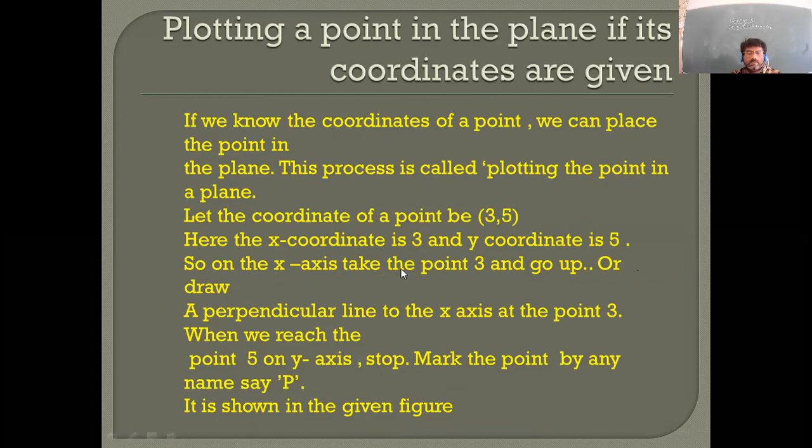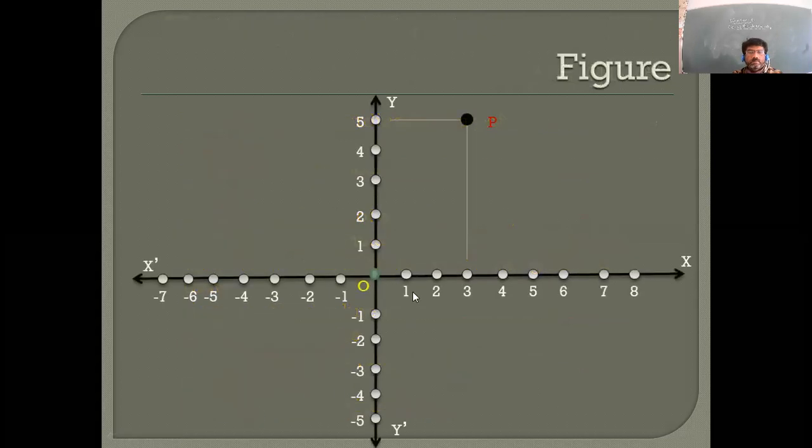On the x-axis, take the point 3 and go up, or draw a perpendicular line to the x-axis at the point 3. When we reach the point 5 on the y-axis, stop. Mark the point by any name, say P. It is shown in the given figure. See, P. So 3, 5 we have to mark. From 3, you have to draw a perpendicular. When 5 is there on the y-axis, you have to stop there. Then draw another perpendicular, then mark the point P.